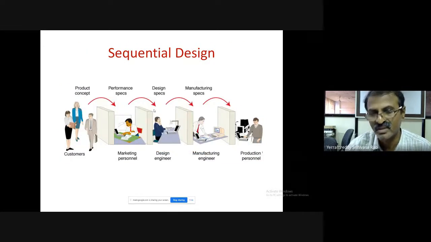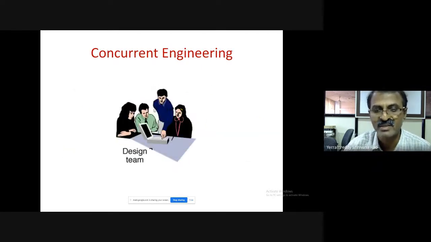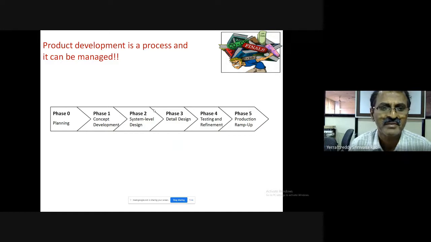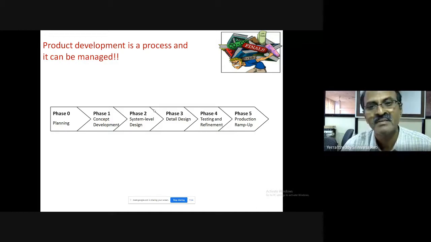Okay, so there are two ways of doing things: either sequential design, that means one after another, or concurrent design, where you have various teams working simultaneously on those products. So finally, just to conclude, these are the various phases or stages of any product. You have to have your own strategy to do the things. And nowadays it is also encouraged in academics. Professors and institutes are encouraged by the AICTE.